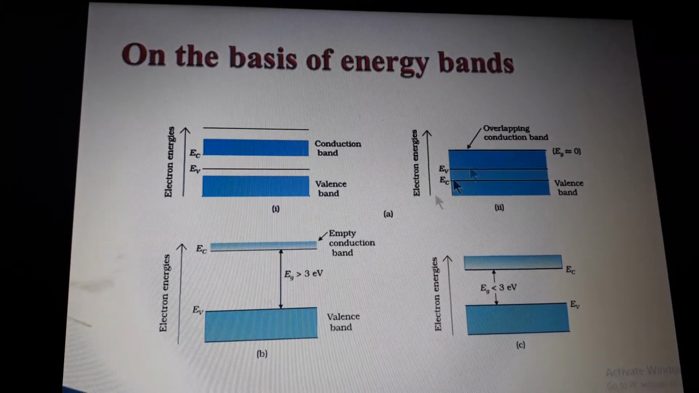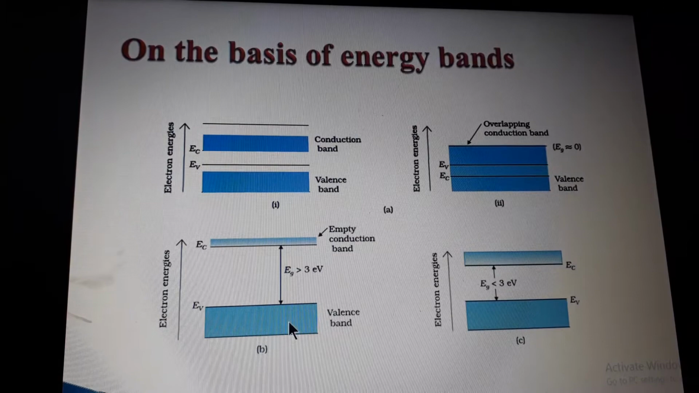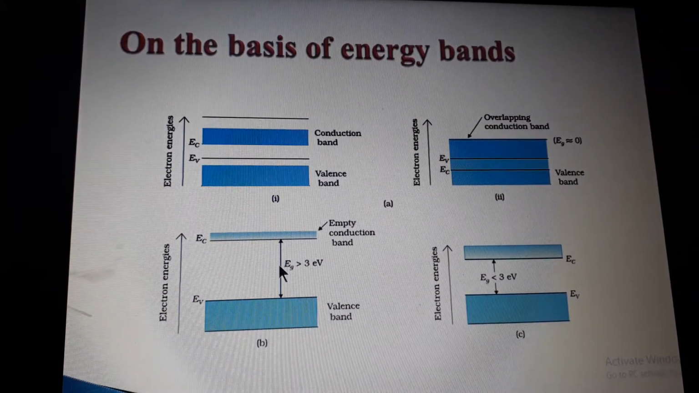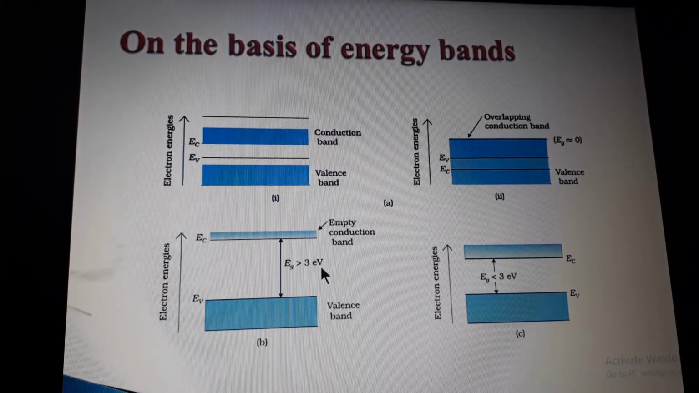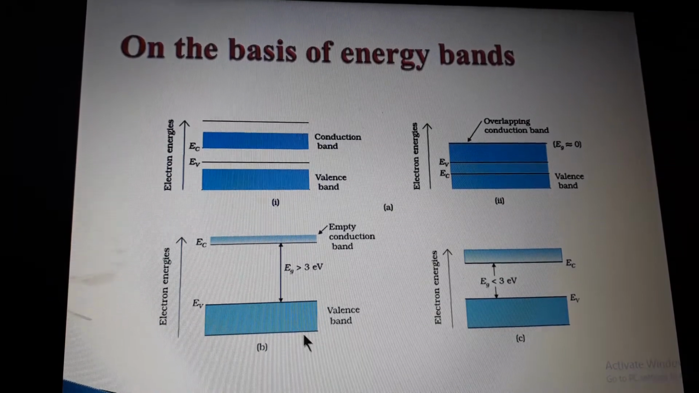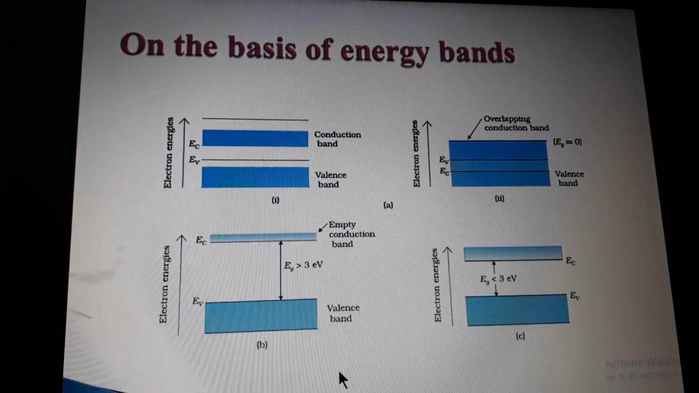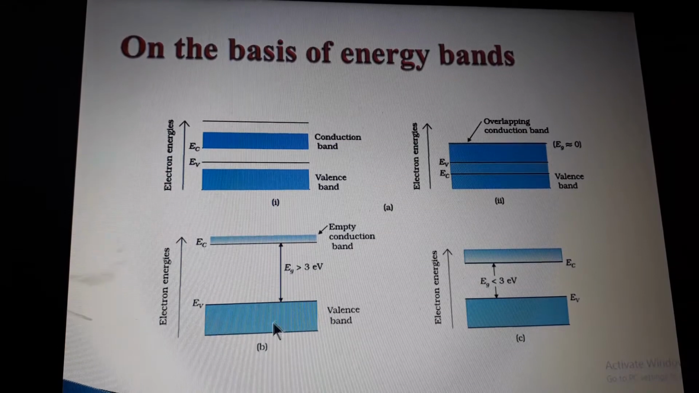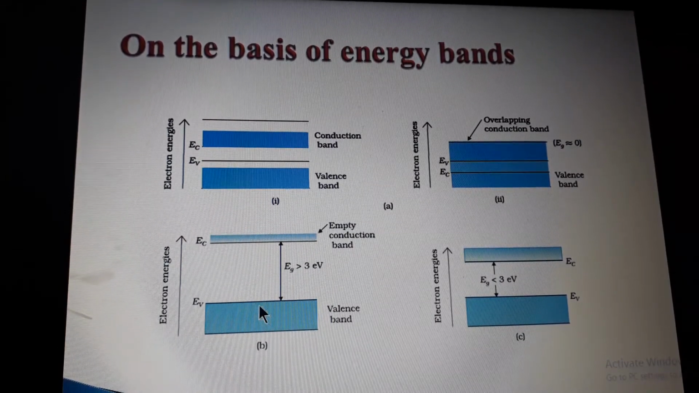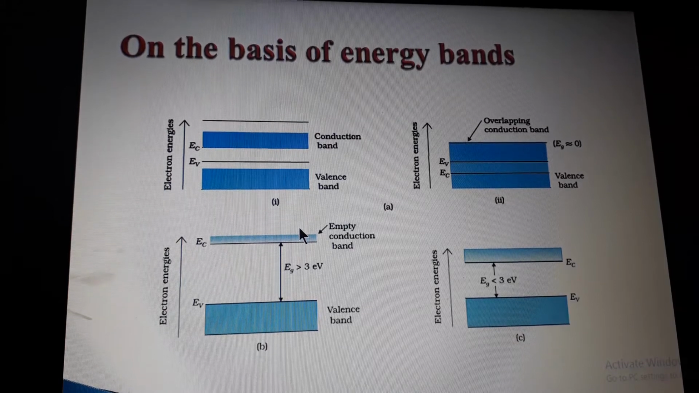Now the next one is the insulator. Just see, that one is an insulator. In an insulator, Eg is greater than 3 electron volts. That means if some energy is applied here, the valence electrons never move to come here, meaning the conduction band.